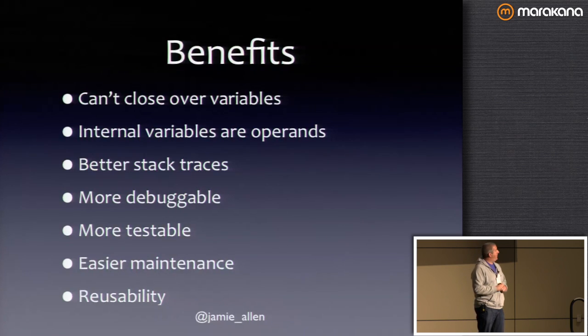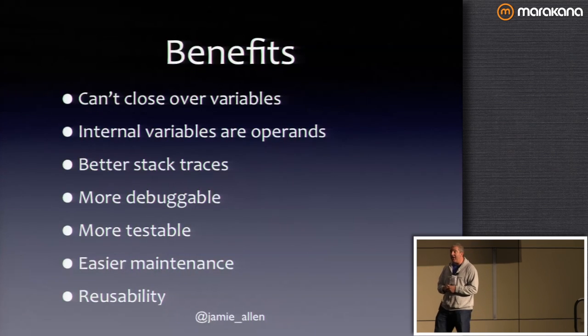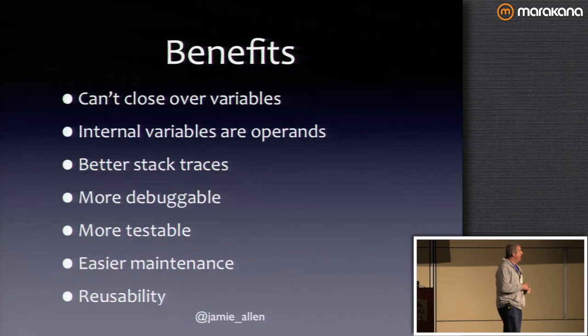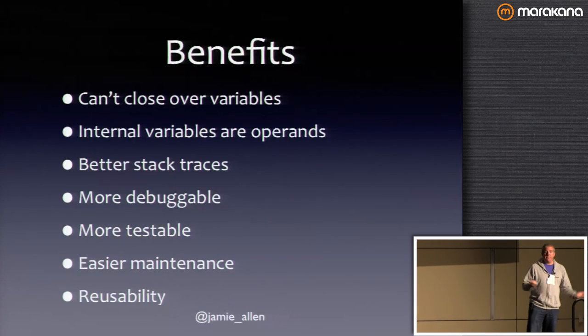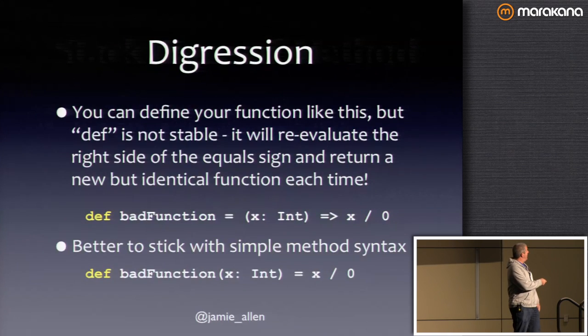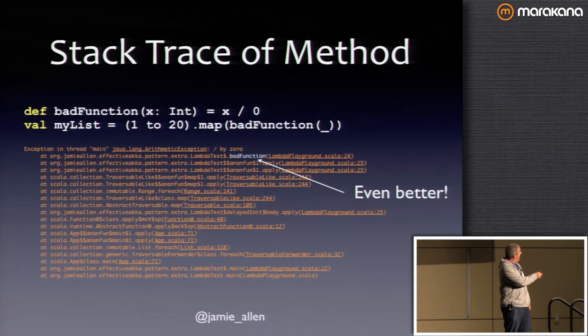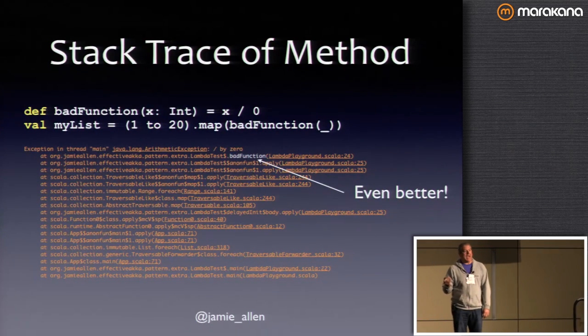You get better stack traces. It's much more debuggable. You can put a breakpoint on the method. It doesn't matter that it got lifted in as a function. It's still going to break on that method. That's good. And it's more testable because you can just write unit tests against that method and make sure that the basic behavior that you were trying to put into a Lambda in isolation works as expected. You have easier maintenance. You now can look at the code and see that I'm calling this bad function as opposed to mentally parsing what was supposed to be happening there.